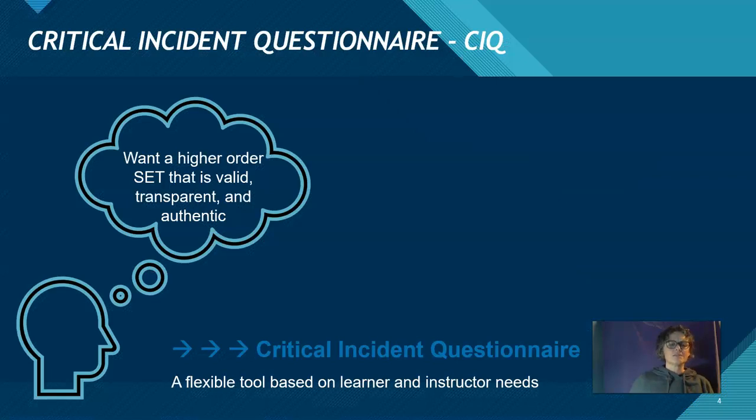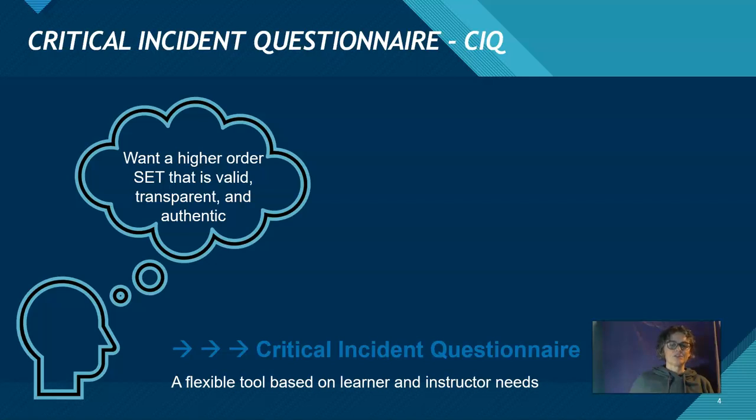Realizing this deficiency in my own practice, I wanted to focus more on the higher order thinking techniques of students, developing attitudes, values, and self-awareness, and I wanted to choose a set that was a valid, transparent, and authentic instructional strategy. Truthfully, when I first read about the Critical Incident Questionnaire, or CIQ, while reviewing Brookfield's The Skillful Teacher book, I did not like it.